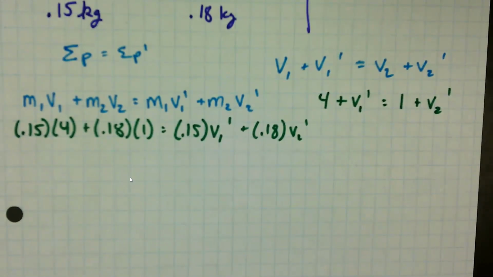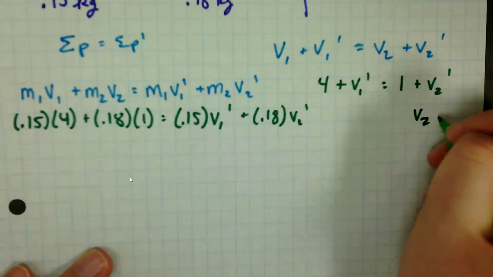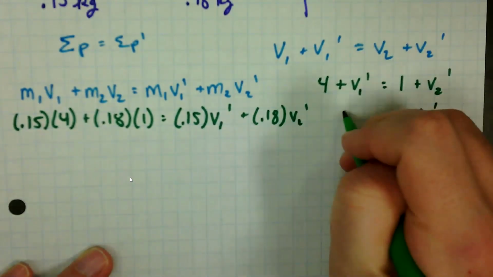That's the system of equations we need to solve. How would I solve it? There's more than one way to do it, but does anyone see a good way to do this? What do you think, Emma? Solve for either V1 or V2 in one equation and then plug that into the other.